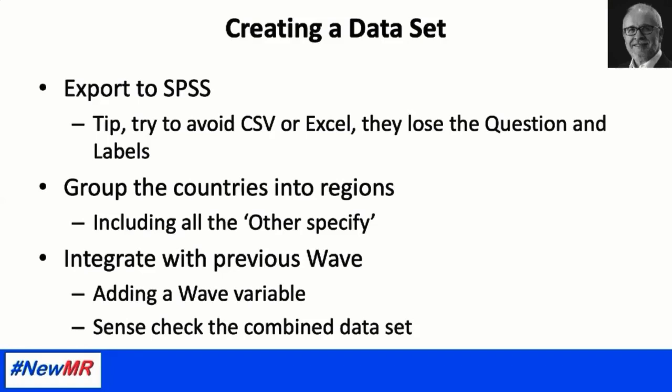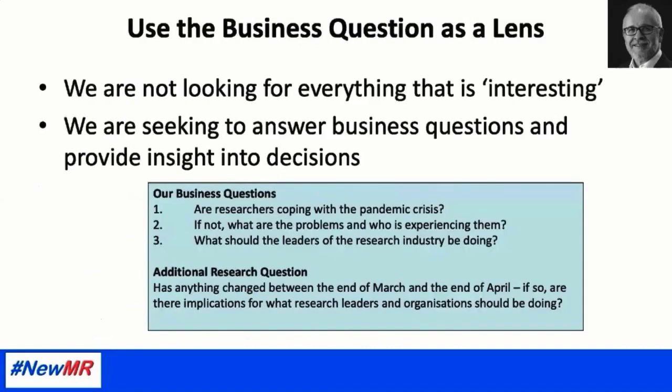So we're going to recode those back. Then we need to integrate them with the previous wave, and of course you're going to add a wave variable. And then we're going to sense check it that we don't have anything that's really strange. So maybe we've got something that's the opposite way round in one data set to the other. So all of that needs checking. Once we've got that, we're ready to start looking.